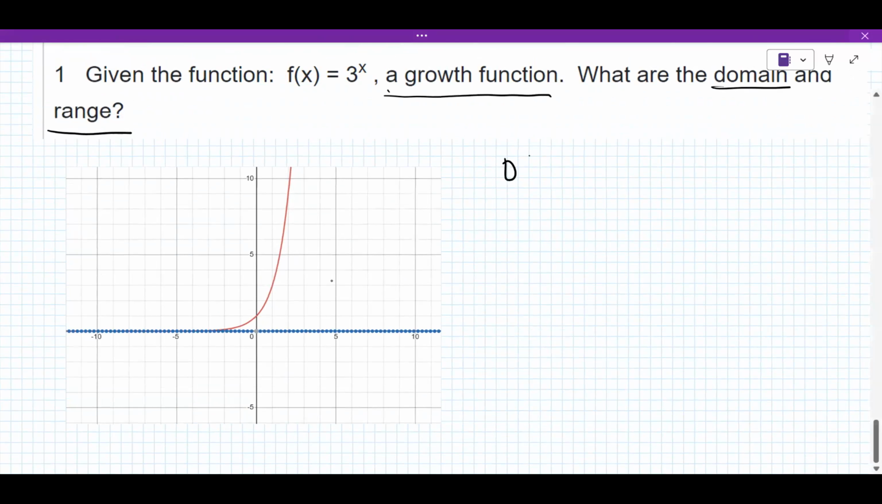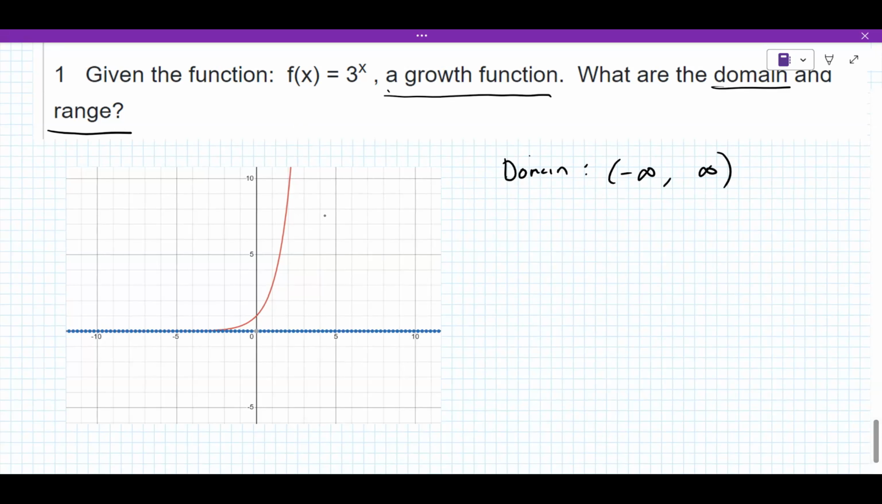So domain, unless otherwise stated, is going to be all real numbers. Let me see if your teacher uses interval notation or set builder notation. Interval notation. Okay, so your domain is negative infinity to infinity. This means that the red graph goes left forever. And believe it or not, it goes right forever, even though it looks like it's going up. It's always going to the right.